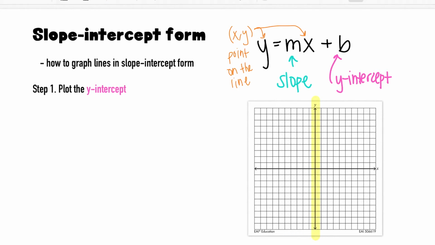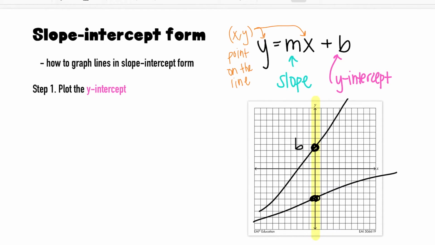So let's say our line looks something like this. Then this value here, the y value at that point, would be our y-intercept. If our line looked like this, then this would be our y-intercept. You get the idea. We could have a positive or a negative y-intercept.